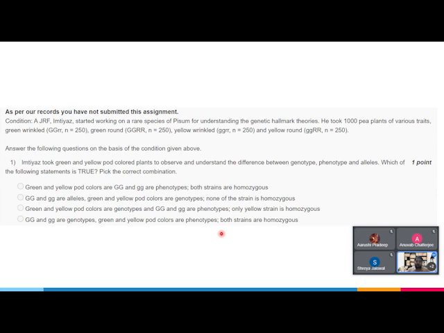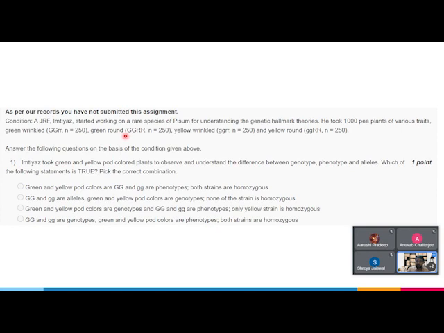This is a condition type of question. Our condition is that a JRF, Imtiaz, started working on a rare species of pisum, which is essentially pea plant, for understanding the genetic hallmark theories. He took 1,000 pea plants of various traits, green wrinkled, with capital G and small g. From this itself you can understand that green is the dominant trait, because a dominant trait is always given in the capital letter, and wrinkled is a recessive trait because it is in the small letter.